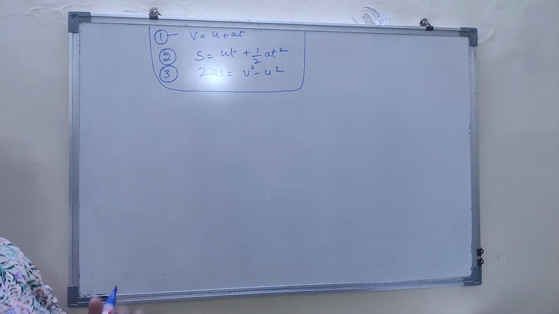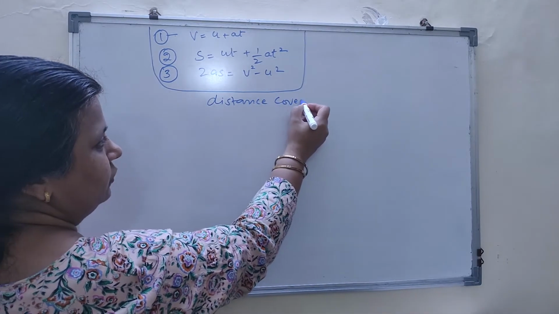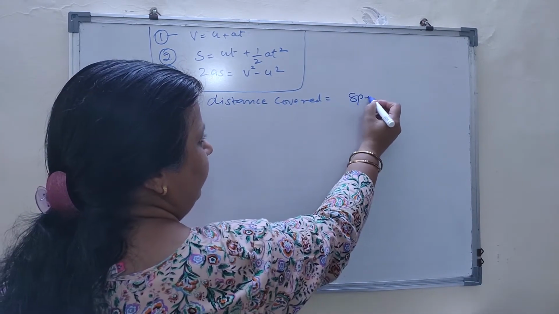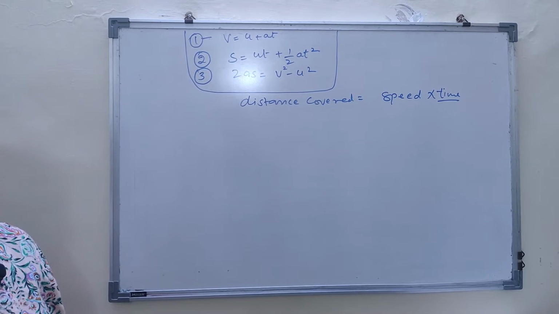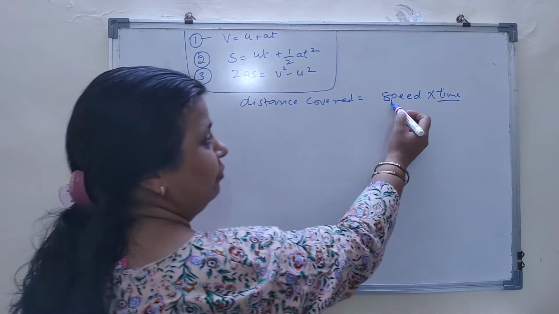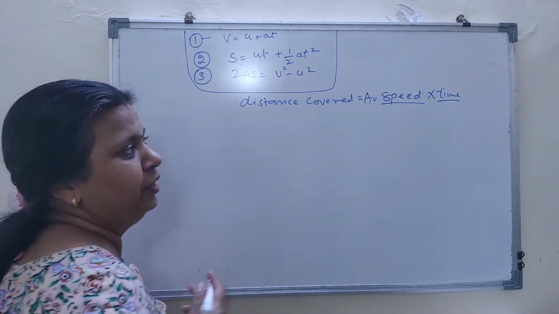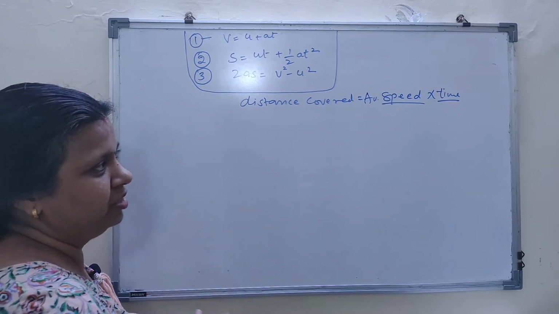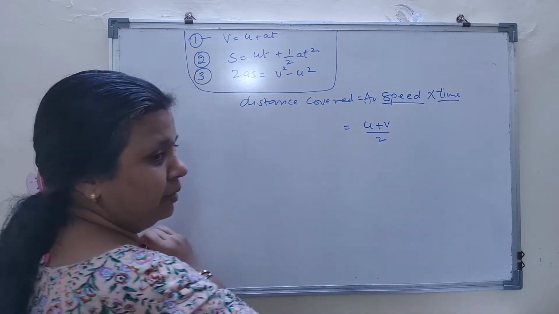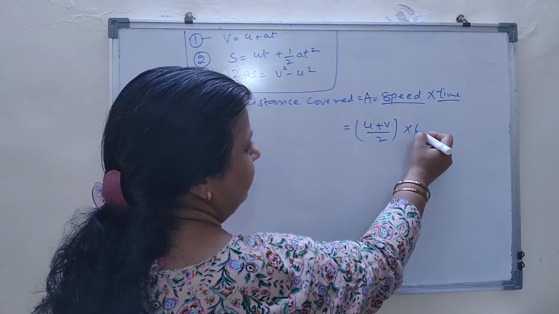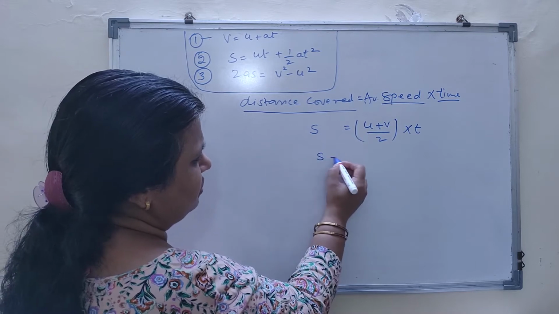Now, what is distance covered? We know that distance covered equals speed into time, right? But if your speed is not constant throughout, the speed keeps on changing, then we should take the average speed instead of the speed. So the distance covered will be average speed into time. We have already discussed in our previous lectures what average speed is. It is (u + v)/2. This is my average speed, and the time is represented by t, and the distance covered is represented by the symbol s. So just simplify this equation. This is equal to s.